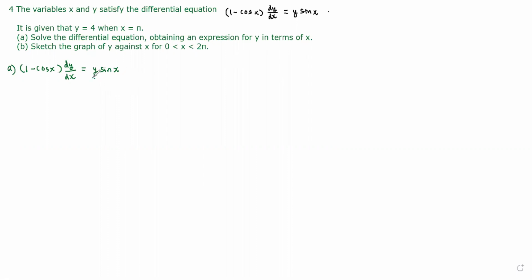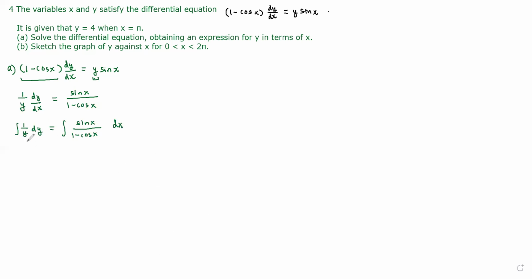So this y term, we have to move it to the left, and 1 - cos x has to be on the right. So we divide throughout by y and 1 - cos x, obtaining 1/y dy/dx equals sin x over 1 - cos x. Integrating, we have 1/y dy on the left, and on the right, we integrate sin x over 1 - cos x with respect to x.